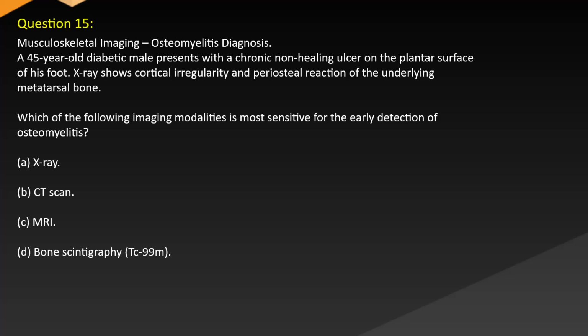Question 15. Musculoskeletal imaging. Osteomyelitis diagnosis. A 45-year-old diabetic male presents with a chronic non-healing ulcer on the plantar surface of his foot. X-ray shows cortical irregularity and periosteal reaction of the underlying metatarsal bone. Which of the following imaging modalities is most sensitive for the early detection of osteomyelitis?